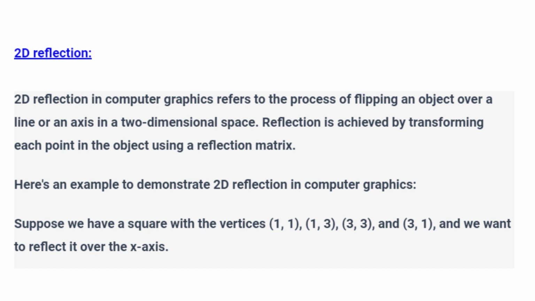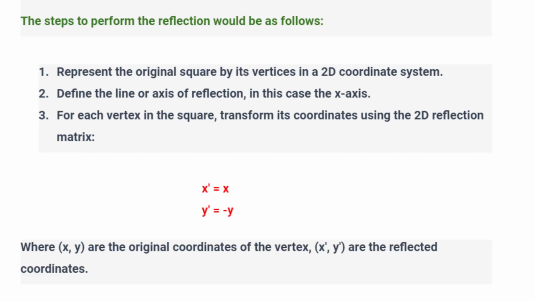Reflection is achieved by transforming each point in the object using a reflection matrix. Here is an example to demonstrate 2D reflection in computer graphics. Suppose we have a square with the vertices (1,1), (1,3), (3,3), and (3,1), and we want to reflect it over the x-axis. The steps to perform the reflection would be as follows. Represent the original square by its vertices in a 2D coordinate system. Define the line or axis of reflection, in this case the x-axis.